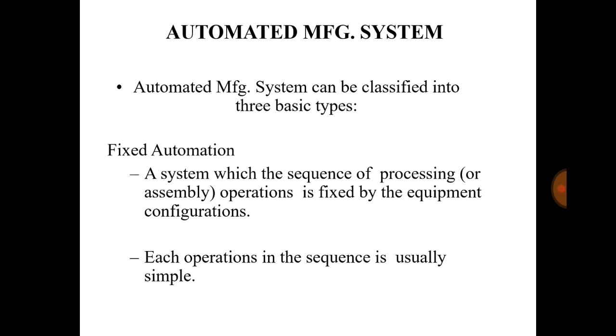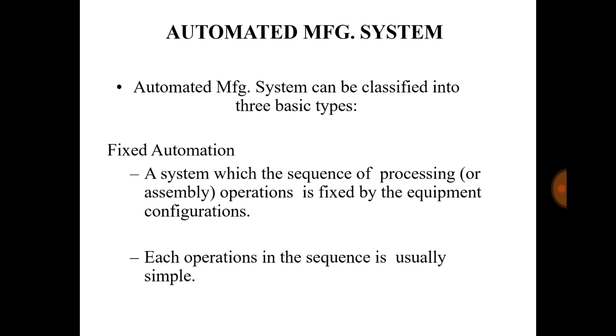A system in which the sequence of operations is fixed by equipment configuration is known as fixed automation. Each operation in the sequence is usually simple. That means this type of automation is applicable to process industries. Suppose an industry is manufacturing cement, where the type of operation is fixed. In that system we can apply fixed automation.